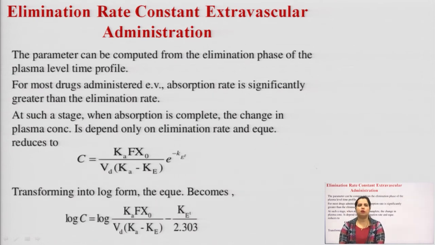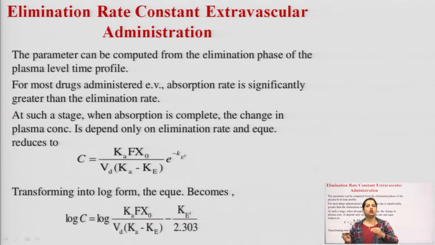For most drugs administered extravascularly, the absorption rate is significantly greater than the elimination rate. Initially, the rate of absorption will be higher than the rate of elimination. So, at the stage when absorption is complete, the change in plasma concentration depends only on the elimination rate. After reaching Cmax, no absorption as such will occur, so you will only get a downfall graph, where elimination takes place.